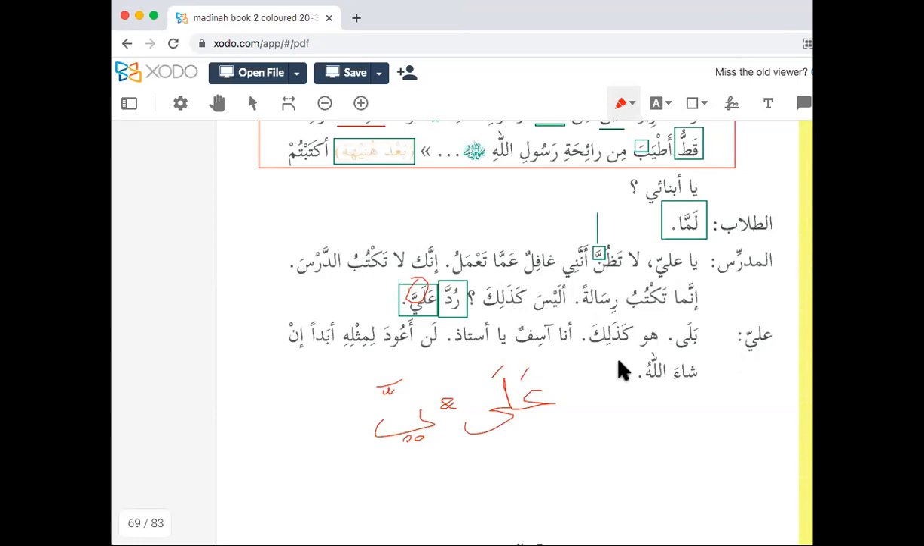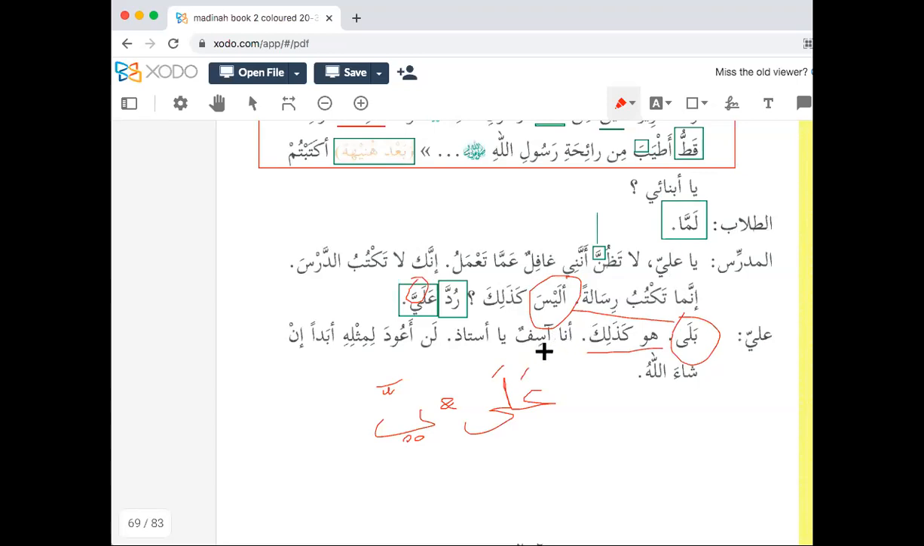Ahsant, barakallahu feek. Why did he say bala? Because of alaysa kadhalik. It was a negative question. Alaysa kadhalik? Bala, huwa kadhalik. If he said na'am, that means he's agreeing with the negation. That is not true, I'm not writing a letter. He said bala, and then he affirmed by saying huwa kadhalik. It is so. It is as you said.